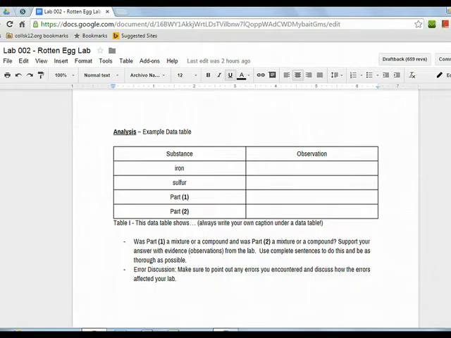And then every data table should always have a caption underneath it. Okay, and so you should label this table 1 and then give it a caption. A caption is like a title that you would give a data table. Okay. Then you're going to answer those questions.